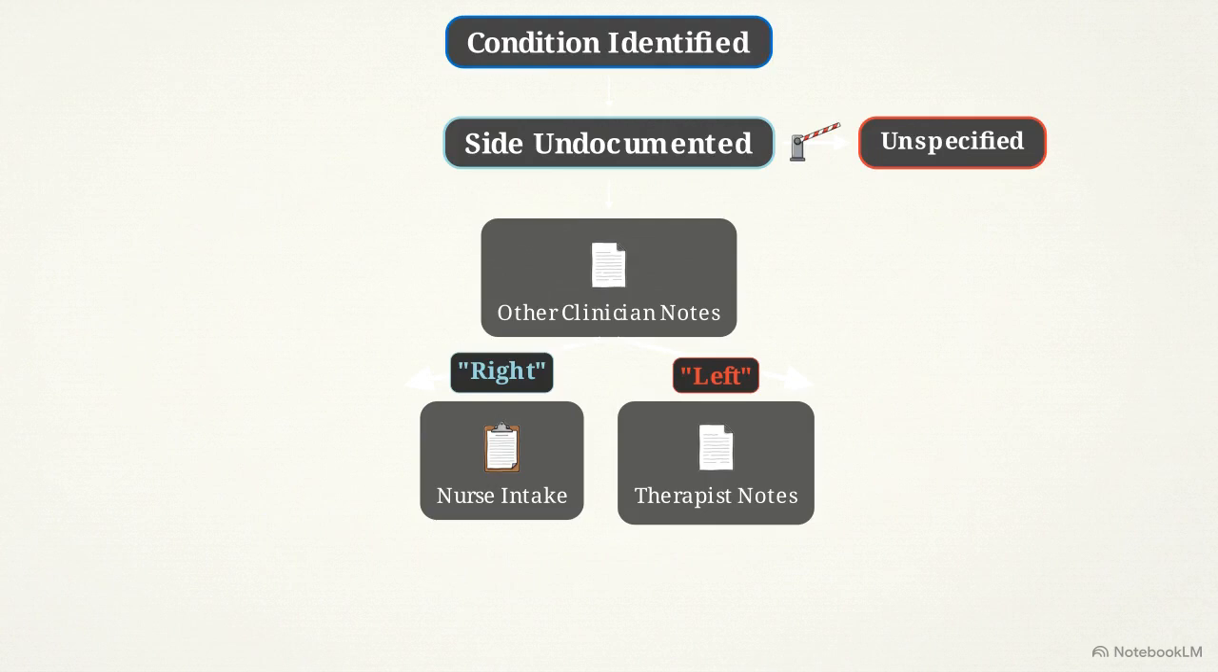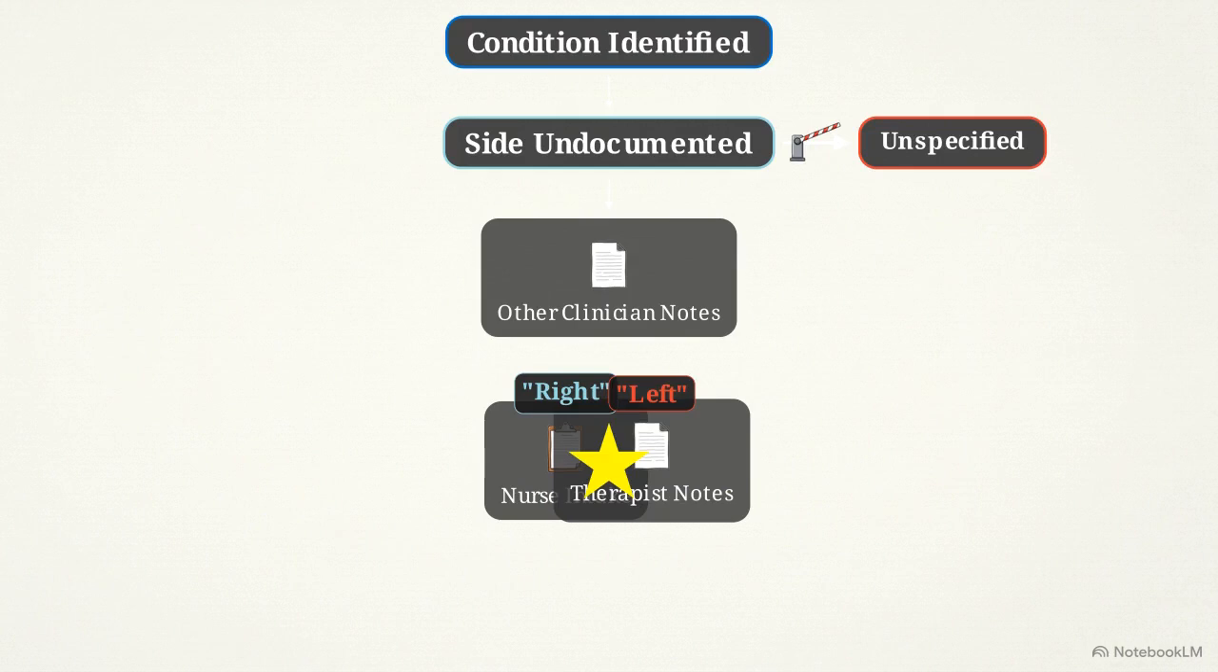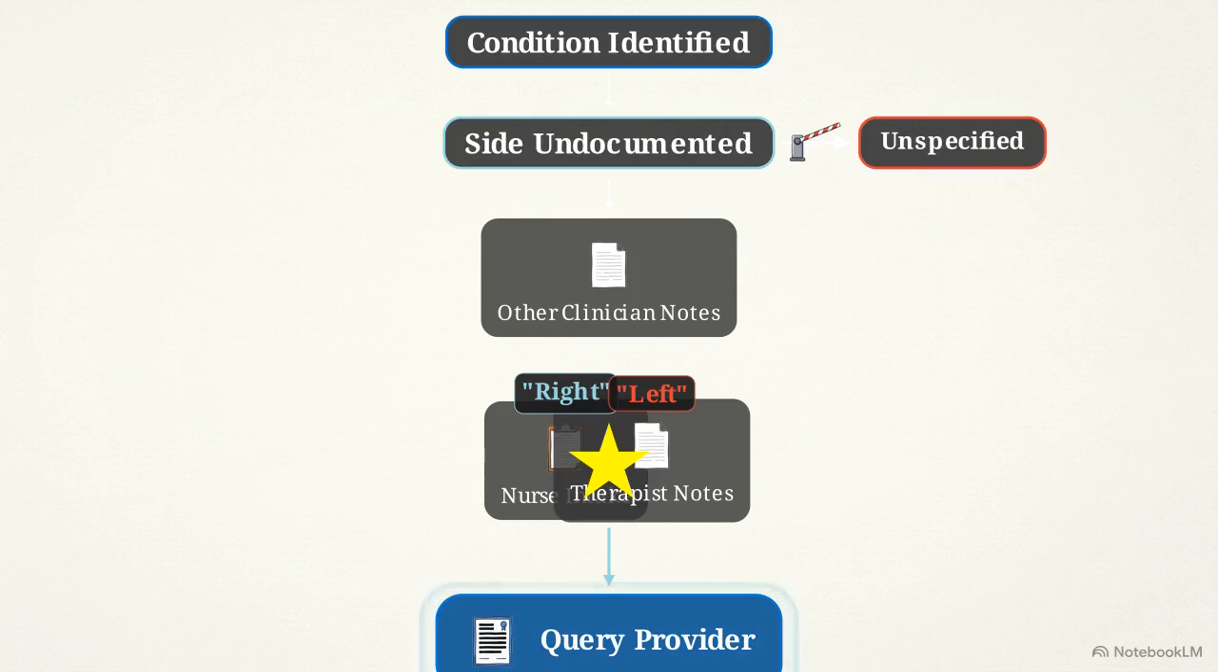But this can lead to data conflicts. For example, if a nurse notes the right side, but a therapist documents the left. When documentation conflicts, point 8 applies. Firmly, a coder cannot resolve this conflict by simply picking one clinician's word over the other. You must pause the coding process and issue a formal query to the provider for clarification.